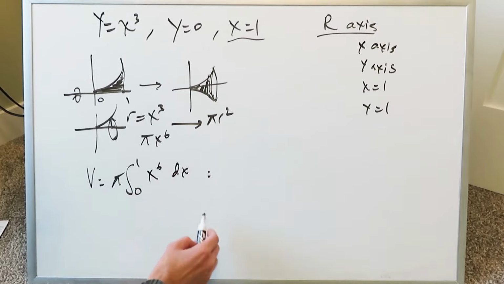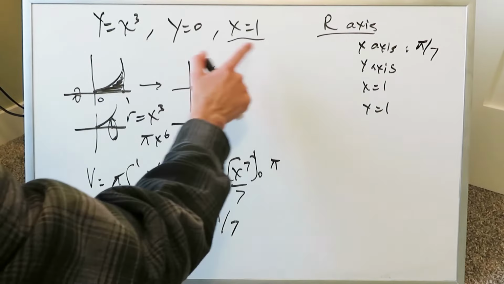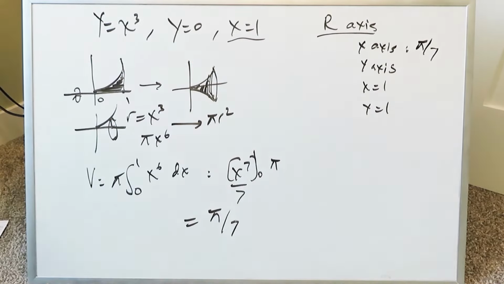You'll integrate this for the volume of that rotational solid. It'll be x to the 7 over 7, upper limit 1, lower limit 0, and you have a pi sitting outside, and your volume will be pi over 7. So we'll write this here as pi over 7. The volume of the solid obtained by this bunch of curves through that line of rotation, the x-axis, is pi over 7.